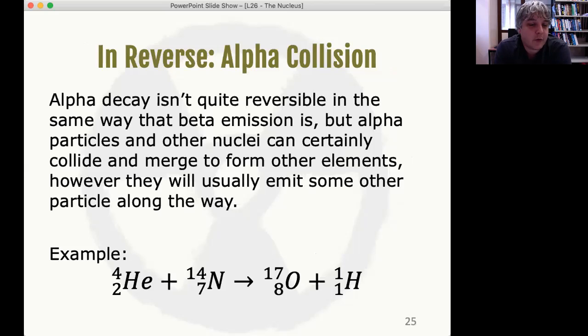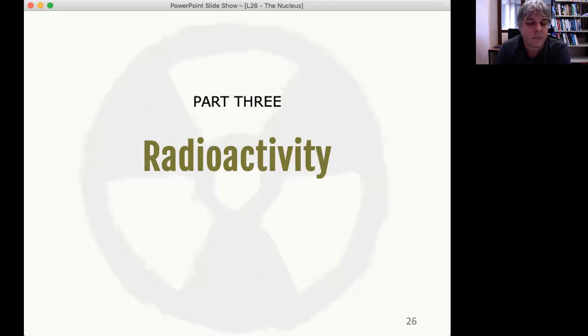Alpha decay isn't quite reversible in the same way that beta emission is, but we can certainly cause them to collide. We can fire a helium nucleus at another atom and cause it to collide with the nuclei of that atom, but it won't usually just absorb the whole nucleus. What will usually happen is that it changes and emits something else, so it breaks into 2 new different things. For example, if you fire a helium nucleus at a nitrogen 14 atom, then what you'll often get is an oxygen 17 and a hydrogen nucleus. So you'll get 2 new different things, but you won't just get one big atom.